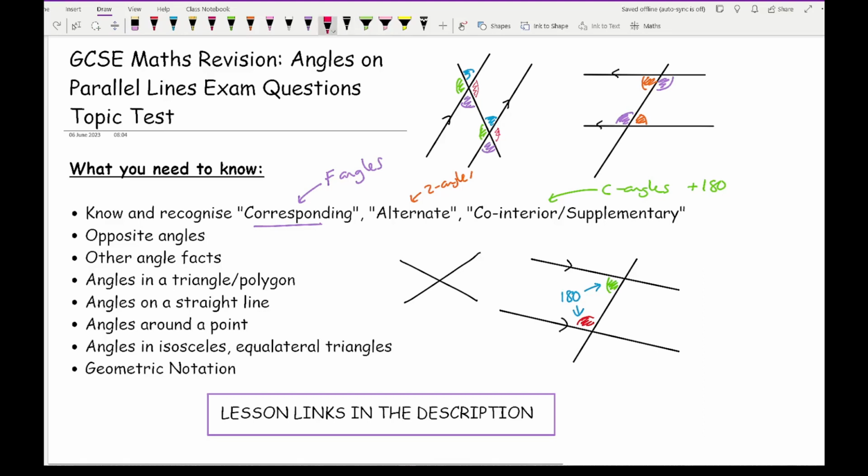You also need to know opposite angles are equal, so again, that's where you've got like an X. And this is not in reference to parallel lines, clearly, but these two angles here are going to be the same, and these two angles here are going to be the same.